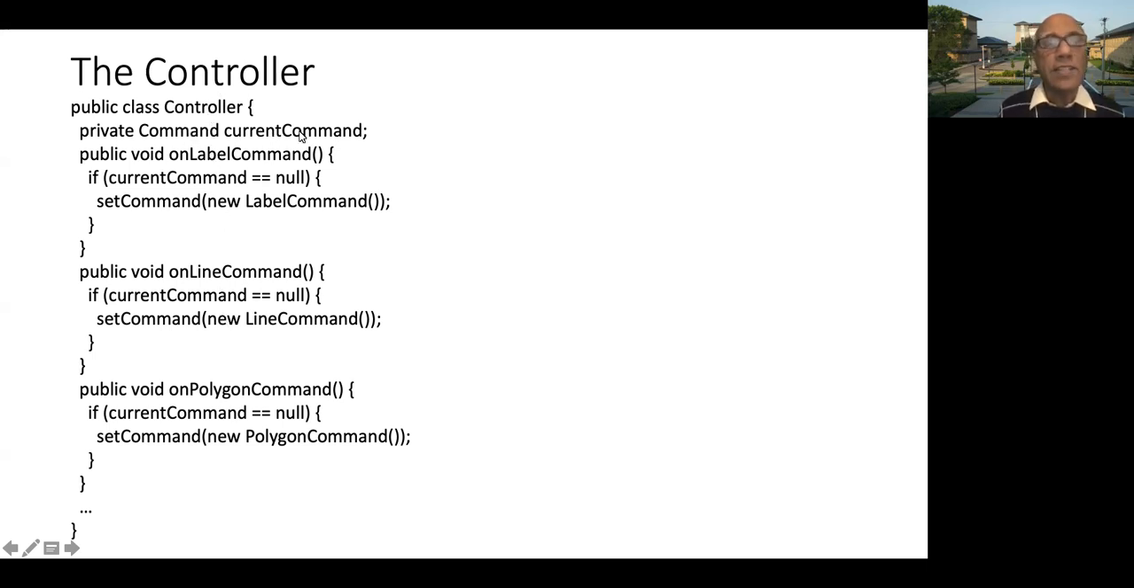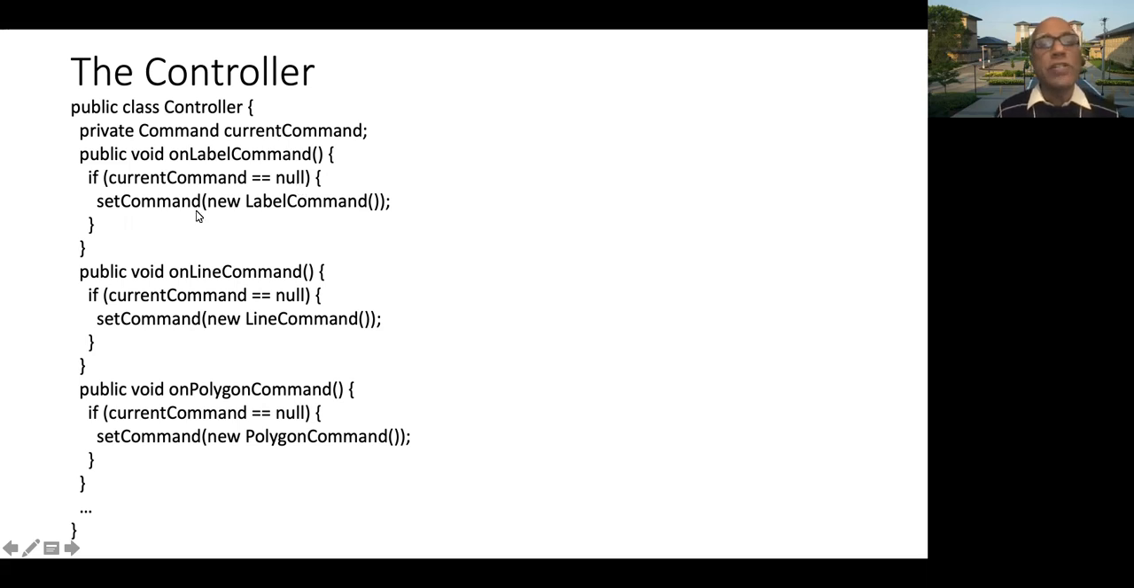It keeps track of the current command, and this is null if there is no shape being created or no command is in progress. The command could be to retrieve data, to save data. Okay. So if the label command is issued, controller checks if current command is equal to null.